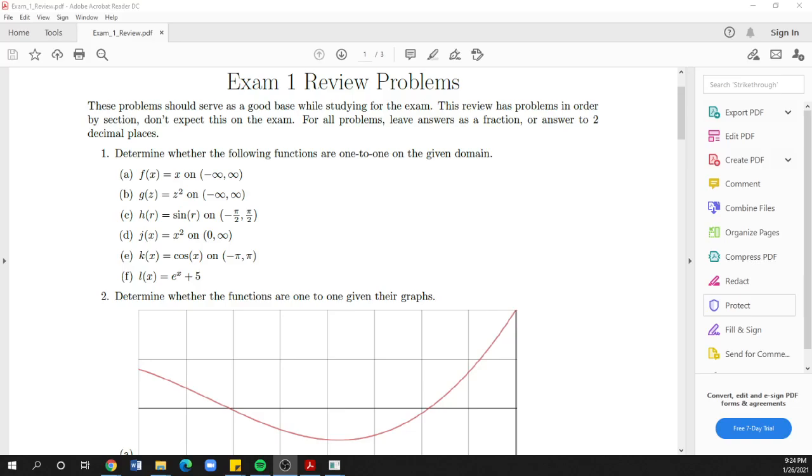Alright, Exam 1 review. The purpose of these videos is that maybe you want to see, instead of just looking at the solution worked out, the problem worked out and explained in real time. That's going to be the goal of these. We're going to start with problem number 1 here. Determine whether the following functions are one-to-one on the given domain.